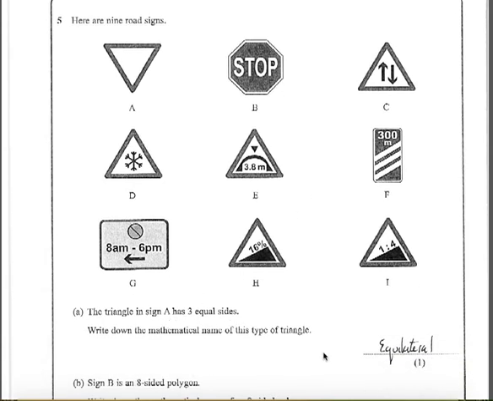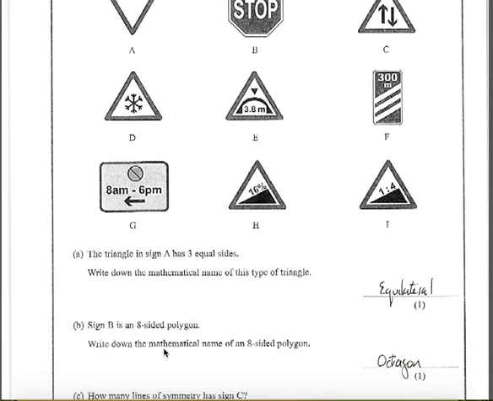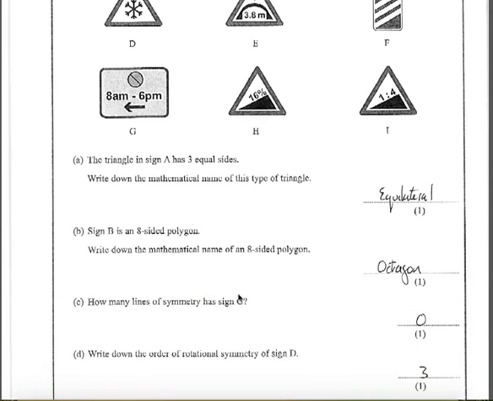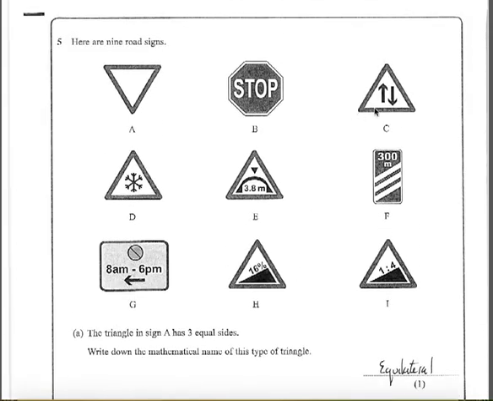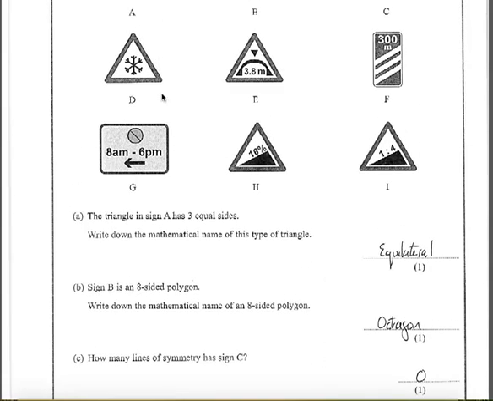3 equal sides is an equilateral triangle. If it only had 2 equal sides, it would be isosceles. 8 sides is an octagon, just like octopus. Lines of symmetry for shape C, it doesn't have any. There's nowhere that I could reflect it onto itself because of these arrows in the middle. How many times could I spin round D and sit it on top of itself? 3 times.